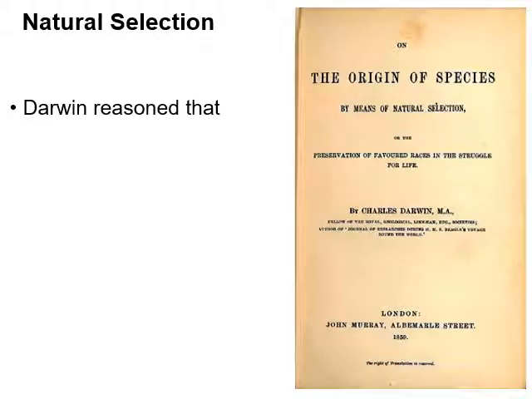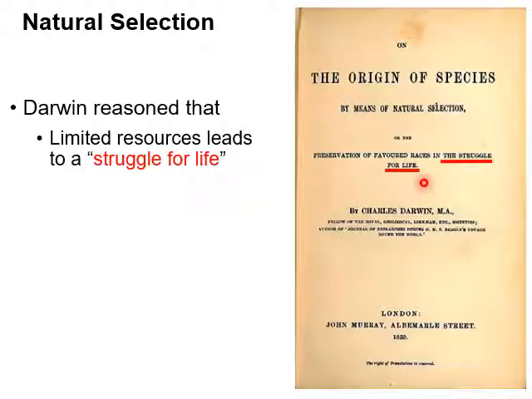Okay, so now I want to show you and talk to you about the second part of the title of Darwin's book. The first part was on the origin of species by means of natural selection. But the second part of the title that far fewer people know about is this thing down here, or the preservation of favored races in the struggle for life. What Darwin is getting at here is that there are limited resources in the environment, so living things have to struggle to survive.